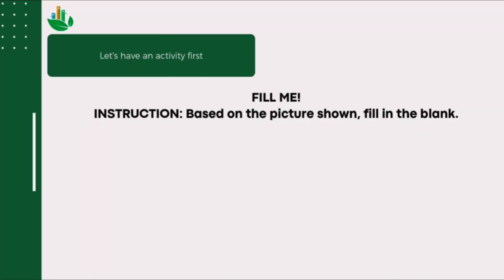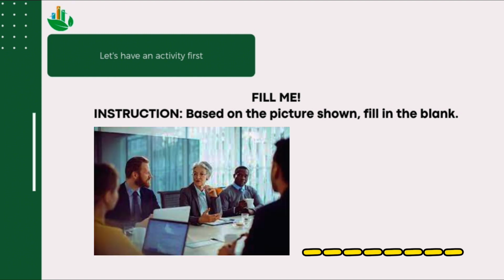Before we discuss the topic that we have today, I have a small pre-activity for you. This is what we call Fill Me. So instruction, based on the picture shown, fill in the blank. That is why it is called Fill Me, right? So it is very connected. So the first picture has 8 letters. The picture shows different people discussing things. What do you think is the most suitable word for that picture?